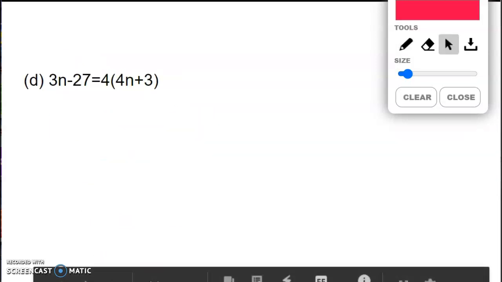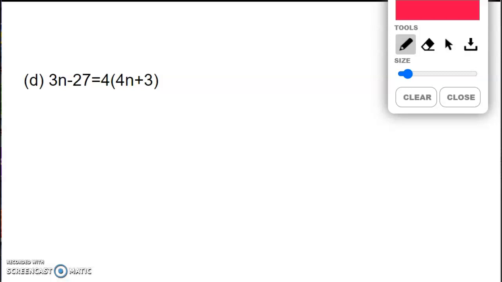Okay, then finally, let's do the last question. So this time, the only distribution I see is this 4 needs to be distributed to 4n and to 3. So that becomes 4 times 4n is 16n. 4 times 3 is plus 12. And on the left-hand side, we haven't done anything to it, so it just stays as it is.